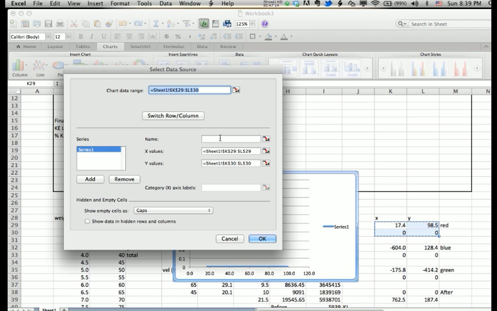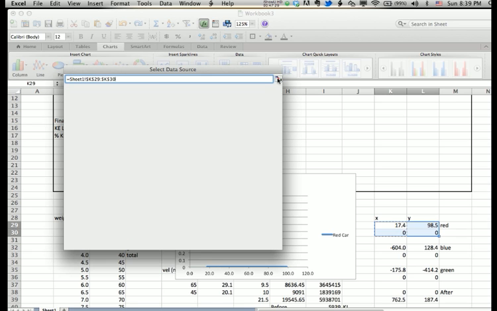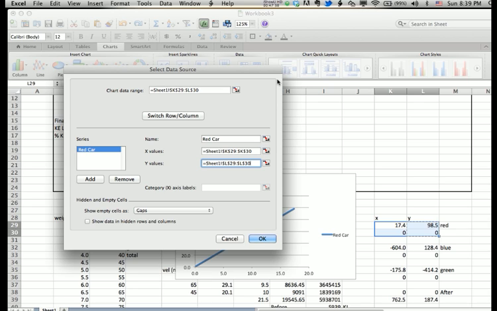And series 1 was the red car, so we'll call it the red car. We'll click on the X values and come down here and fix this. So sometimes Excel doesn't understand what you're doing. So we'll select the X values, click the Y values, and we'll select those. And that's the red car. Okay.